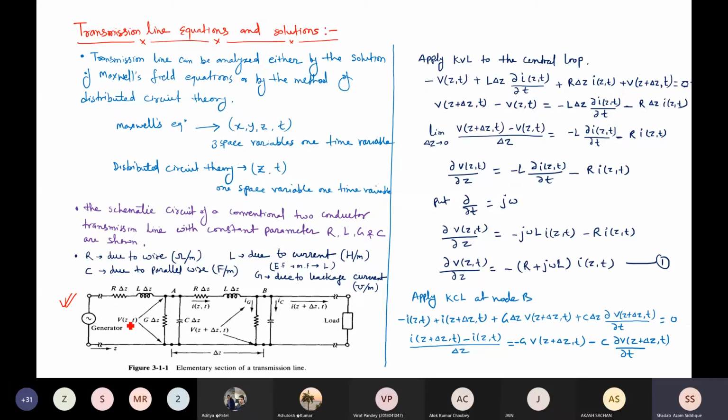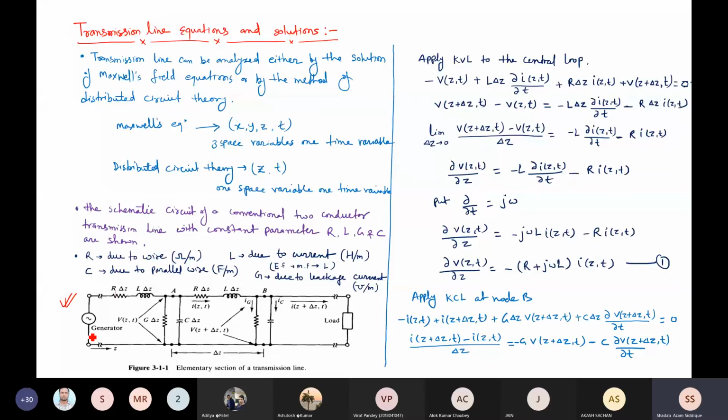Now here, this is the schematic circuit of a conventional two-conductor or two-wire, two parallel wire transmission line, shown here with the constant parameters R, L, G, and C. What are this resistance, conductance, inductance, and capacitance which come into the picture? We have resistance due to the wire which is used for the transmission line, and inductance which is due to the current flowing through this transmission line, which is generated from the generator.